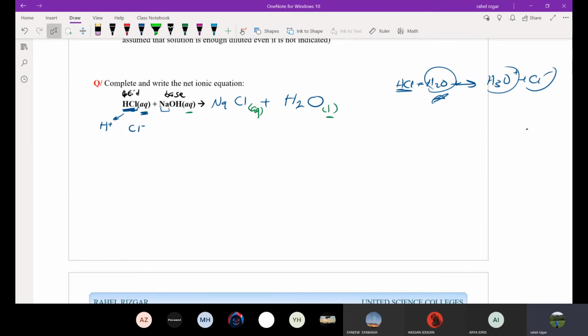So what do I do? Everyone, pay attention very carefully. In order for this H not to be alone, I have to add one H2O to the equation so that the H can bond with the H2O.